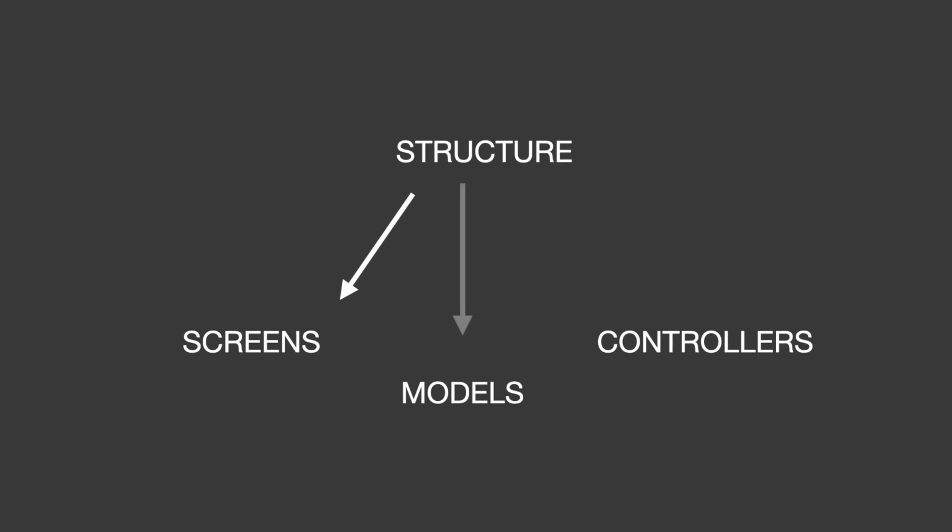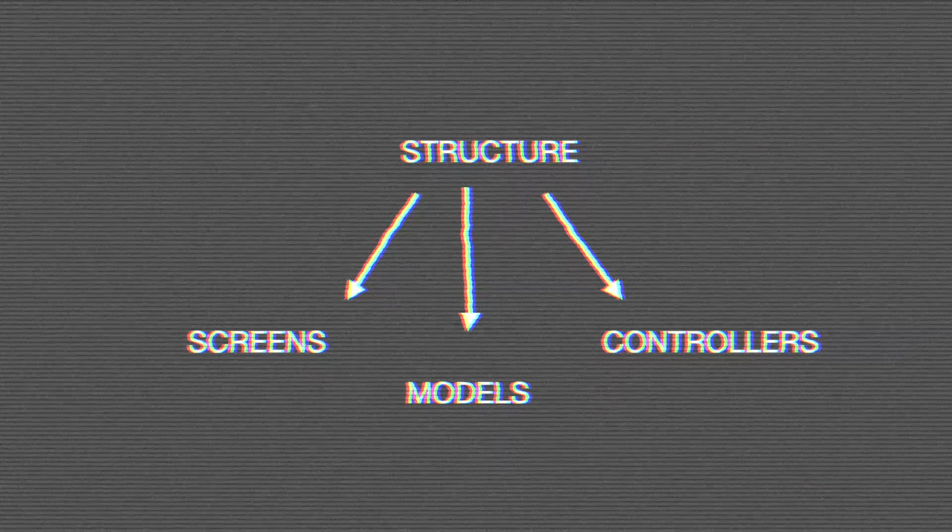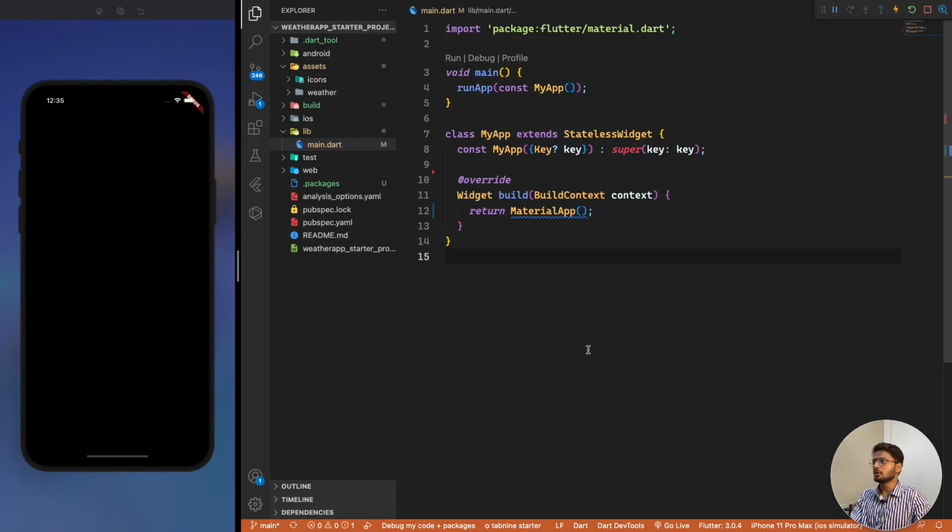The folder structure that is generally suggested to use in GetX is controller, screens, and model. This is the model that we are also using in our application. In the controller, we will have a controller that will control our weather application. Then we have the screen, which will be our home screen, and the model, which we will be getting the data from our API.